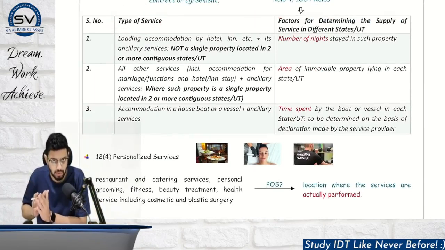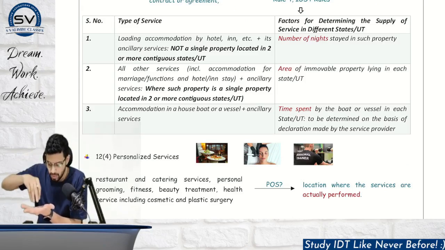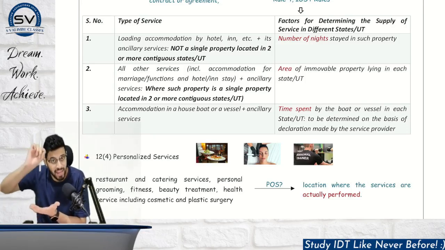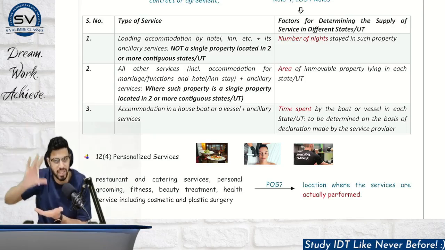I hope you are able to understand what we are trying to achieve. There is one transaction which is involving two or more states or union territories. The value of the transaction is 10 lakh. The 10 lakh rupees needs to be divided among each particular state, because on that division and that bifurcation, GST is going to be charged, and that portion will be given to the government.